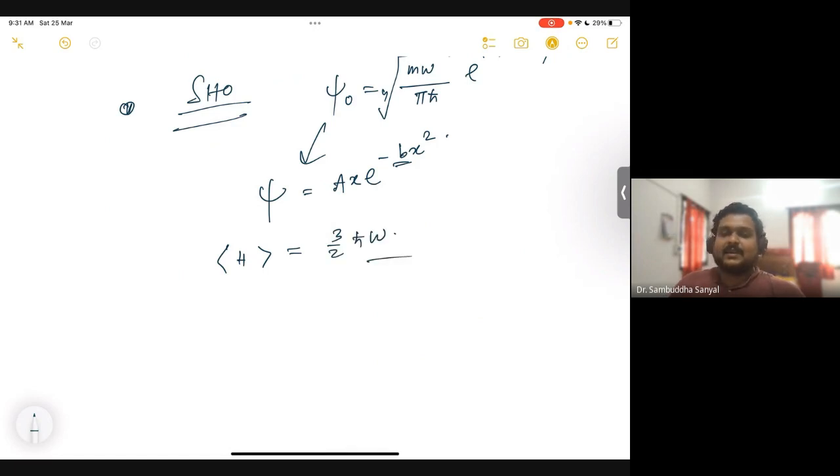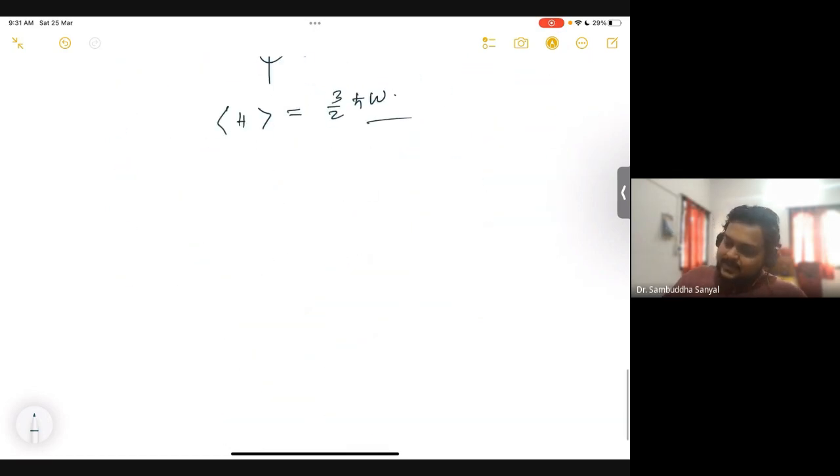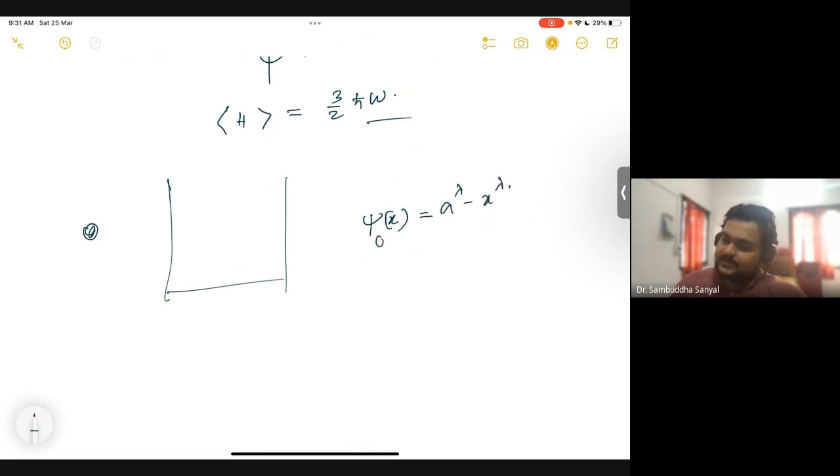So this is exact and accurate, but it is of course not so in most cases. Because for example, you can try this problem, particle in a box. So the ground state is a to the power lambda minus x to the power lambda. So you expect that the first excited state will have one node and will be of opposite parity.